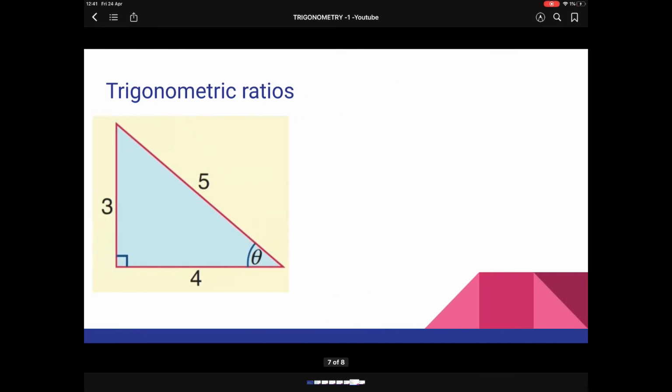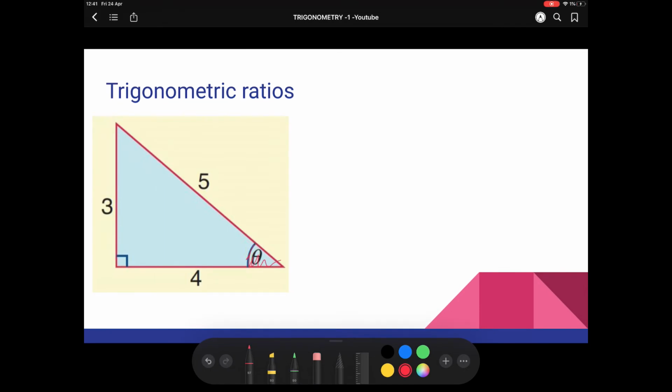Let's do one more example. According to this triangle, according to this angle here, I want to figure out the sine, cosine, or tangent ratios of this particular angle. So I can just say here, sine of that angle. Remember our phrase, SOH CAH TOA. Sine is opposite over hypotenuse. According to this angle, which one is opposite? 3. Which one is the hypotenuse? It's 5.